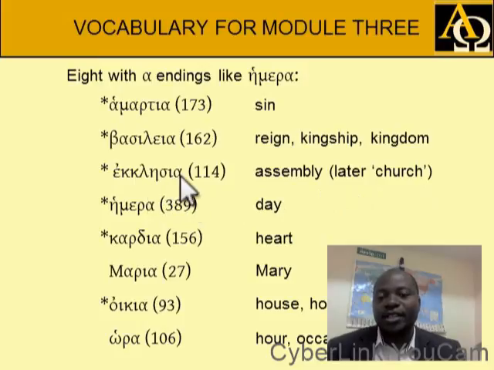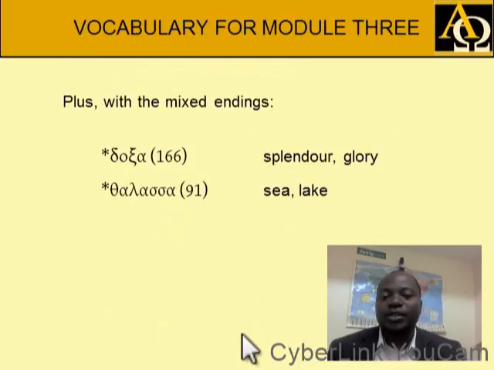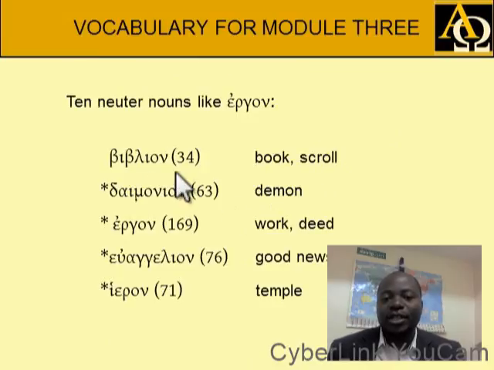By the way, in the Greek cities, when the men went to make decisions on behalf of the city, they were the ecclesia, the assembly. Hemera means day. Cardia, heart. Maria, Mary. Oikia, house or household. Ora, hour. Hora, hour or occasion. Doxa, splendor or glory. This is where you get the word doxology. Thalassa is sea or lake. Biblion is book or scroll. So you get the word Bible. The word Bible means book.